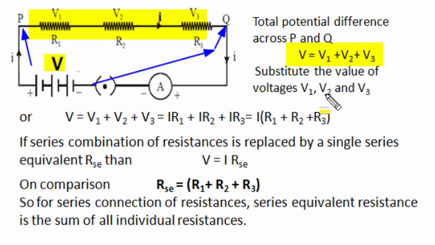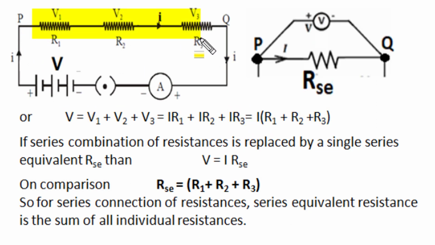And if we substitute the values of V1, V2, V3 in terms of circuit current I and respective resistance, then V1 is equal to IR1, V2 is IR2, V3 is IR3, and when this identical current of the series circuit is taken as common, we can say the total applied voltage in terms of circuit current gets this relation.